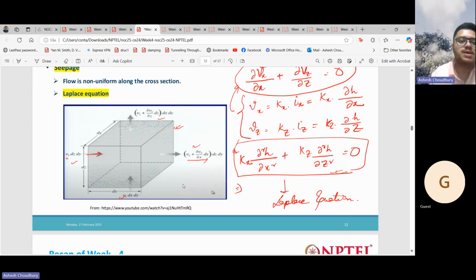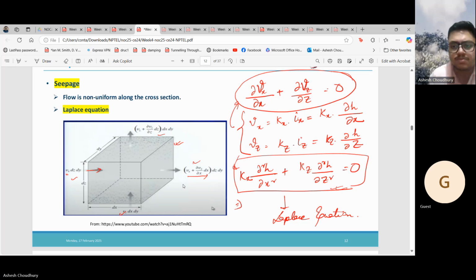Okay, then what is seepage? Seepage is nothing but the flow of water through the soil. So how can we mathematically define the flow of water in a porous media like soil? That is given by this seepage theory.